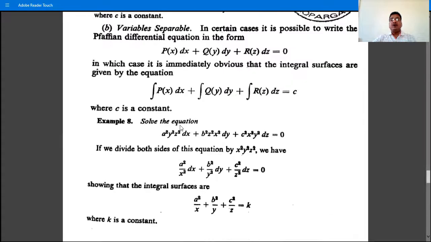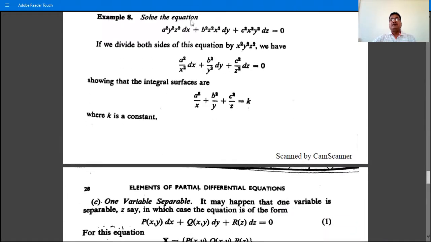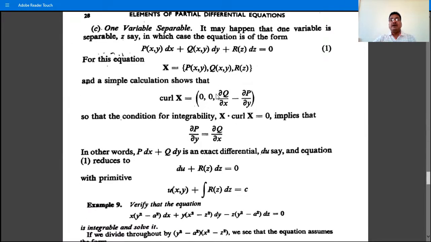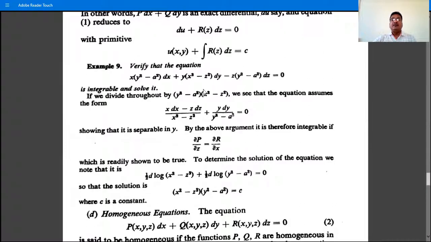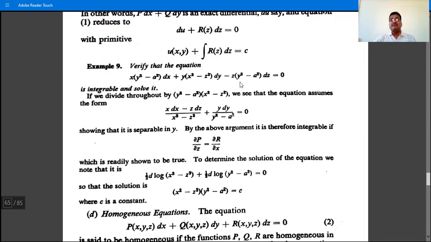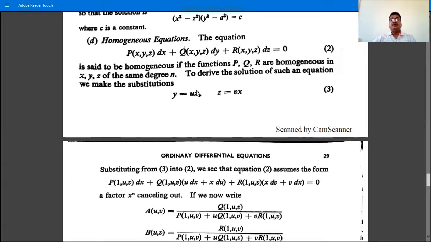Then variable separable, all three variables are separable. So these are the examples of variable separable. If we divide by x square, y square, z square, we have this, that is the three variables separable. So one variable separable. How can we solve the one variable separable Pfaffian differential equation? Use those tricks. That is, separate the variables by dividing by some quantity, and in order to separate the two remaining variables that are not separable, use the tricks given in the previous chart.